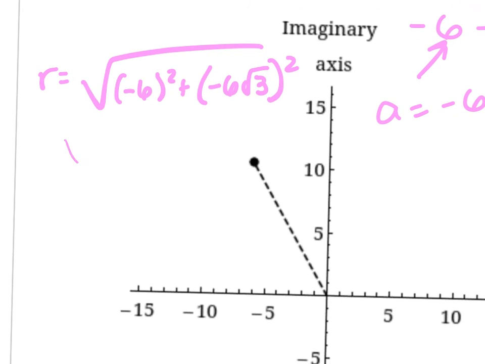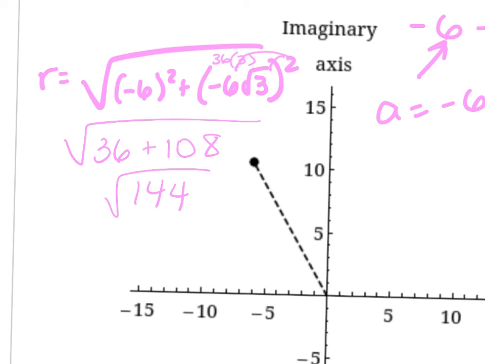So negative 6 squared is 36. And then you have to square this one and this one. So this is 36. And then the square root of 3 squared is 3. So that becomes 108. And then 144 underneath that square root. And that makes my radius 12.